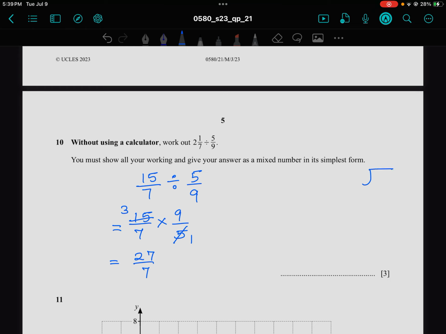Now you have to divide 27 by 7. 7 3s are 21, 27 minus 21 is 6. So your answer is 3 whole number 6 upon 7.